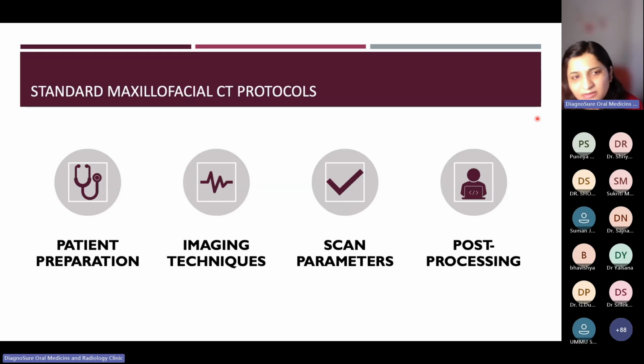Now with multiplanar reconstruction, we can see in any plane. Then scan parameters: it involves setting the correct slice thickness, field of view, and radiation dose to balance detail with patient safety. And then comes post-processing, which includes reconstructing images in multiple planes and using techniques like 3D modeling for comprehensive analysis. Generally, if we adhere to normal CT protocols, we get the best image quality and good diagnostic utility.